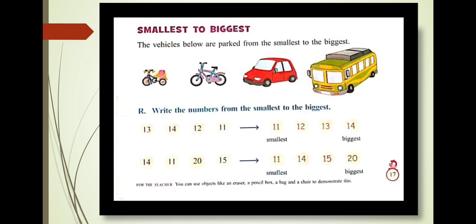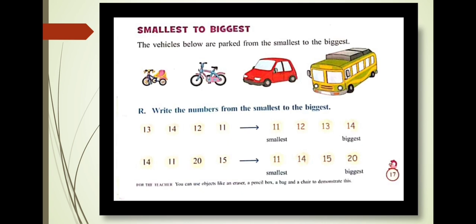Now let us consider another 4 numbers: 14, 11, 20 and 15. So tell me which is the smallest number? Yes, the smallest number is the number 11. So it comes first.